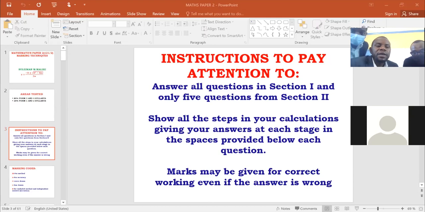Another penalty that can be given in those particular areas, if you fail to show your working, is what we call omission of work. This is when a very critical step that you are supposed to show in your working is skipped.